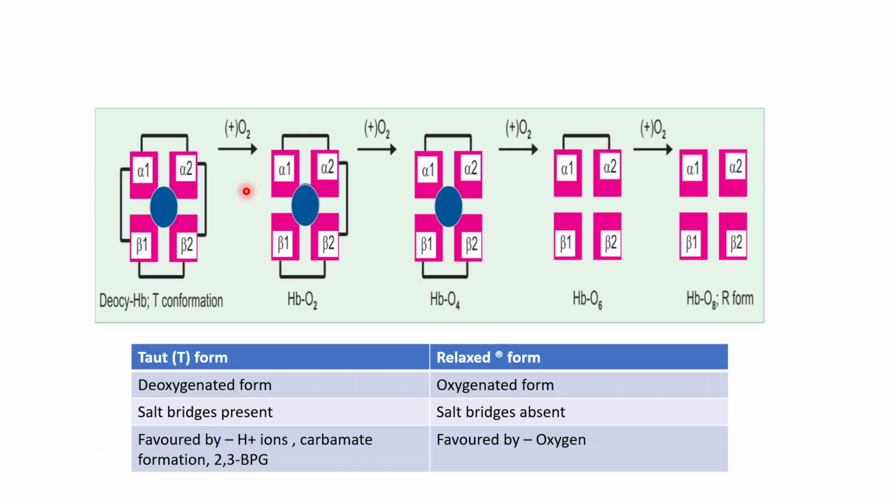And because of this positive cooperativity, we have a sigmoid shape of oxygen dissociation curve, that we will study later. So we have two forms. T form is the taut form, which is the deoxygenated form because it has salt bridges, and R form is the relaxed form. It does not contain salt bridges, and it is the hemoglobin which is binding with the oxygen.